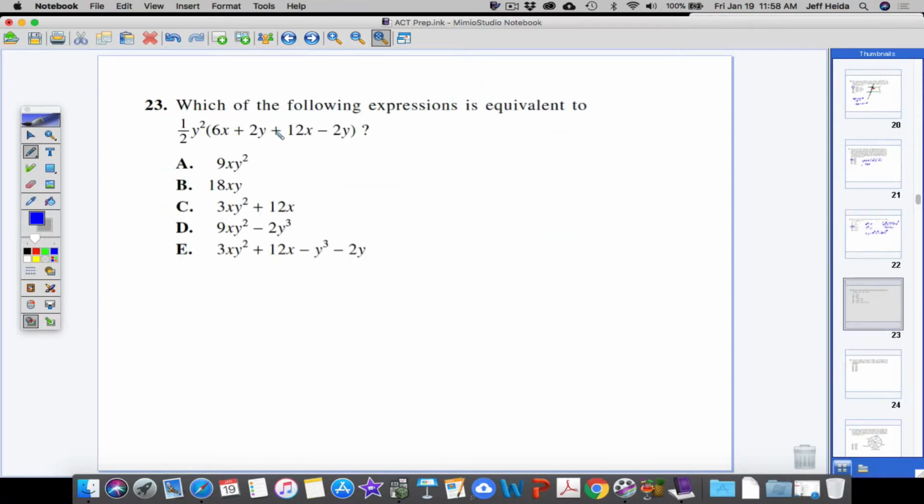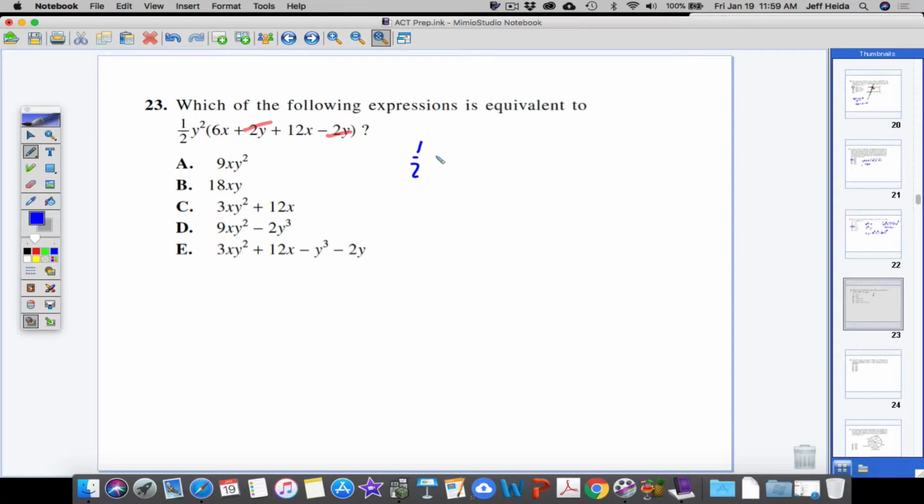Problem 23. We need to simplify this expression. If you look at all of the answers, all you do is just make all the parentheses go away. But I want to show you something horribly exciting. You have 2y and you have negative 2y. So they're just going to disappear.